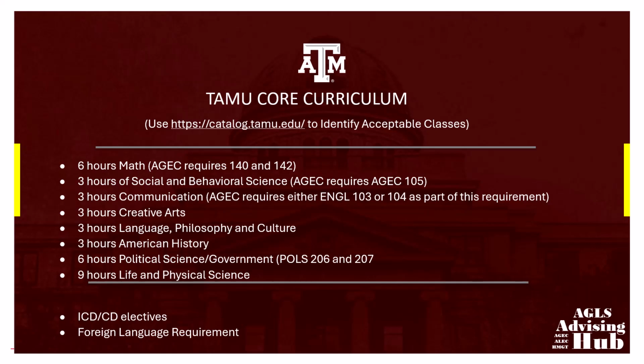Some degrees, like agricultural economics, require you to take specific courses when choosing your core curriculum. For example, when you're looking at your core mathematics classes, you are required to specifically take Math 140 and Math 142.